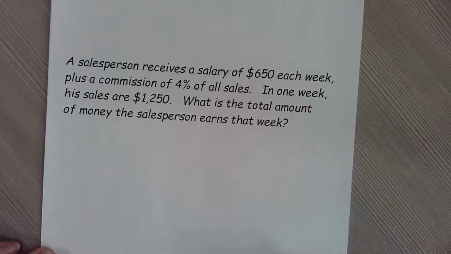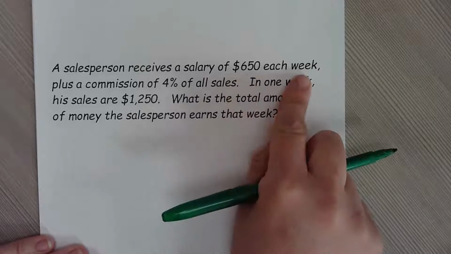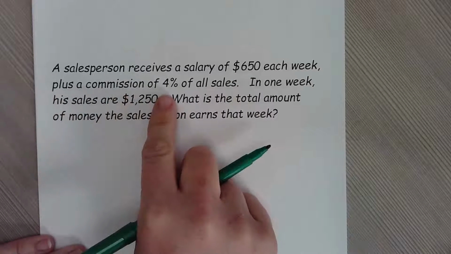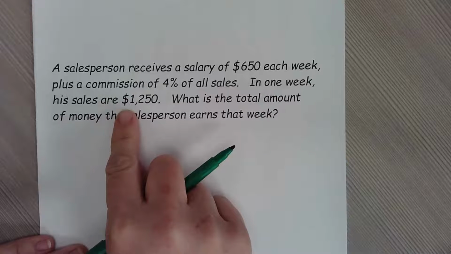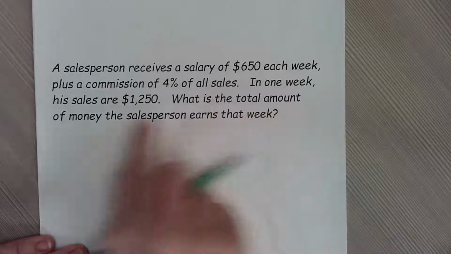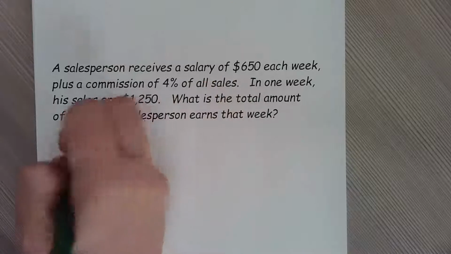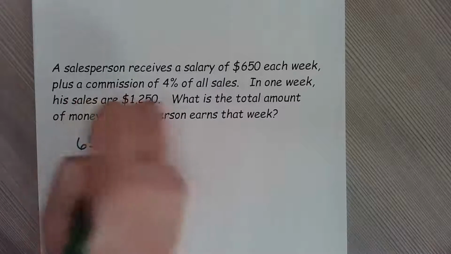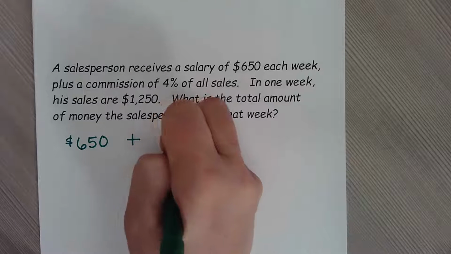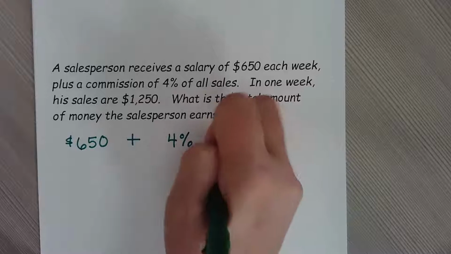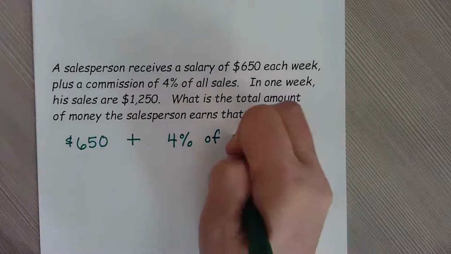Next question. A salesperson receives a salary of $650 each week plus a commission of 4% of all sales. In 1 week, his sales are $1,250. What is the total amount of money the salesperson earns that week? So they're going to receive their salary, which is $650, plus they're going to receive the commission, which is 4% of their sales. And it says the sales were $1,250.